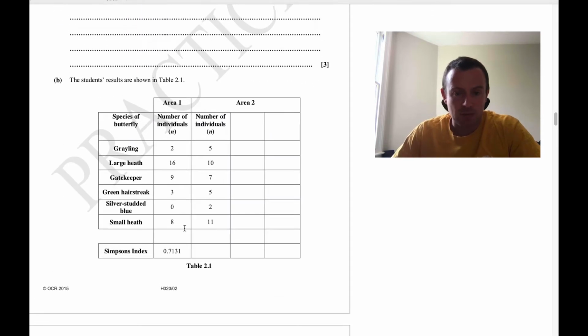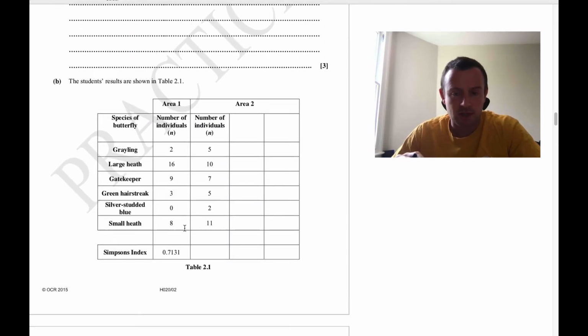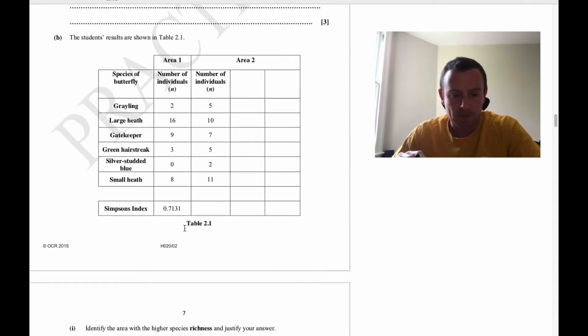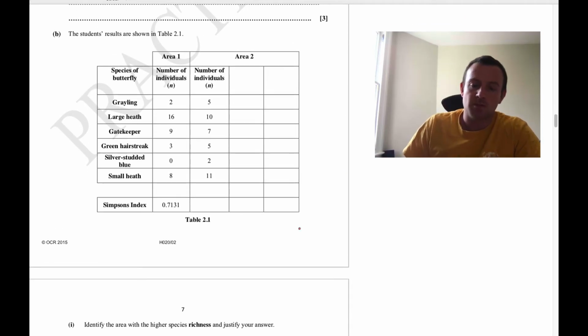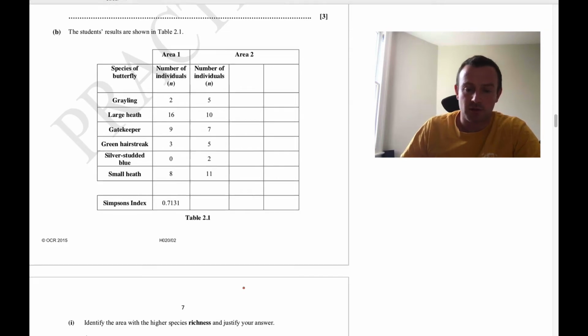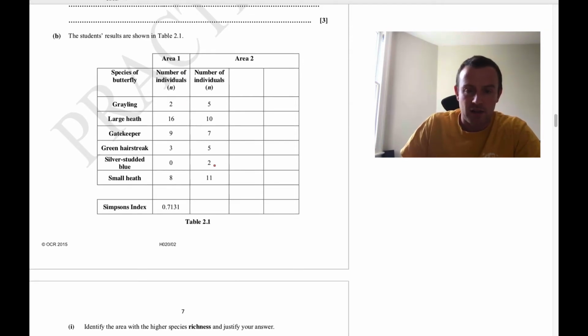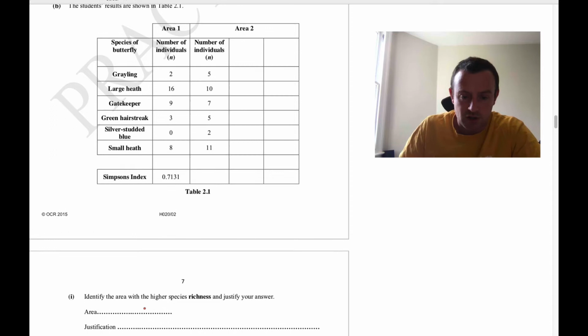We're going to come back to this table because we're going to use it to calculate Simpson's index of biodiversity, but we're going to do that in just a second. So identify the area with the highest species richness. Well, species richness is a measure of the number of different species, and I think everyone got this right. Everyone said area 2, because there are more species. There I've got 1, 2, 3, 4, 5, 6 species present.